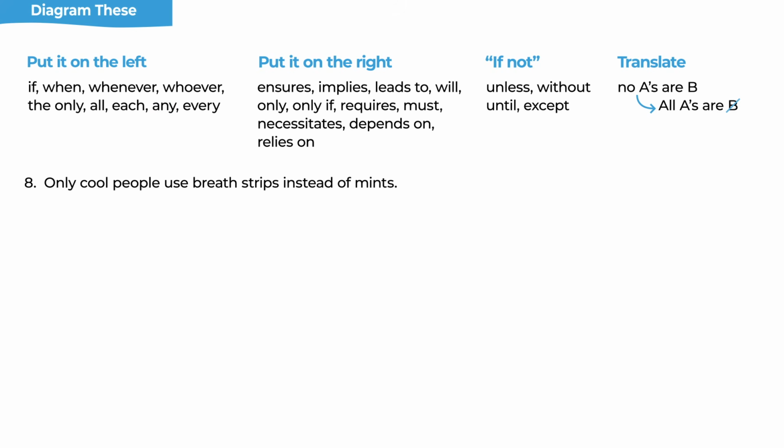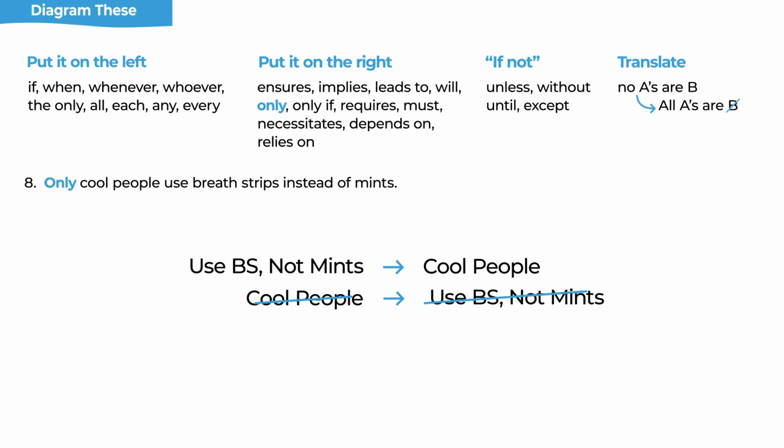Number 8 uses the word only. Only and only if are both required ideas that we put on the right. So cool people is going on the right. Using breath strips instead of mints is going on the left. Contrapositive: if you're not cool, then you're not using breath strips.